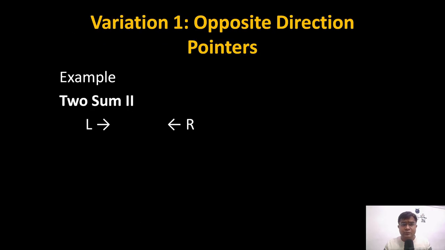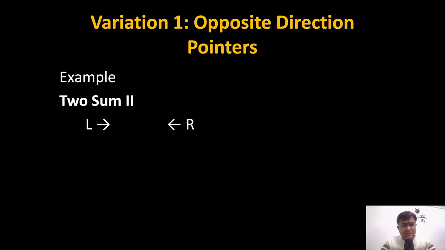Now the first variation is the opposite direction pointers. In this, you have two pointers, and both move in opposite directions. So you will encounter problems like Two Sum on LeetCode. Whenever you encounter such a problem, your mind should think of this two pointer technique, the opposite direction pointer.